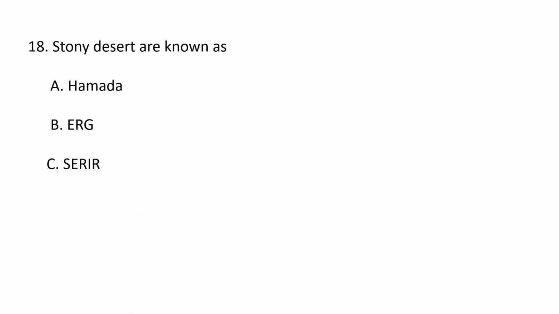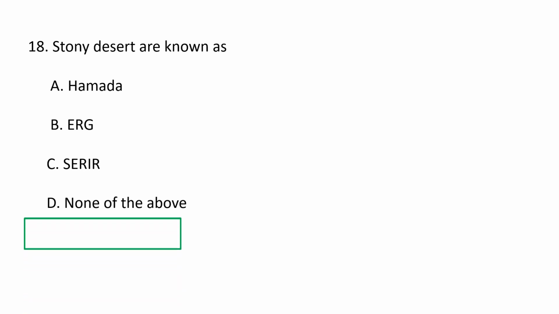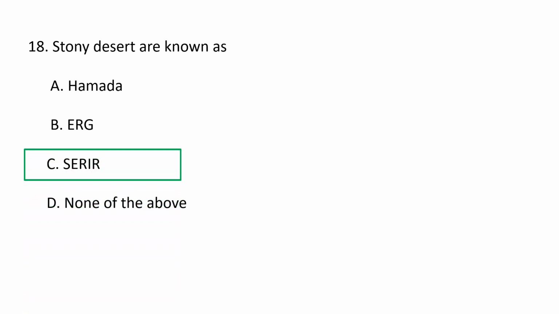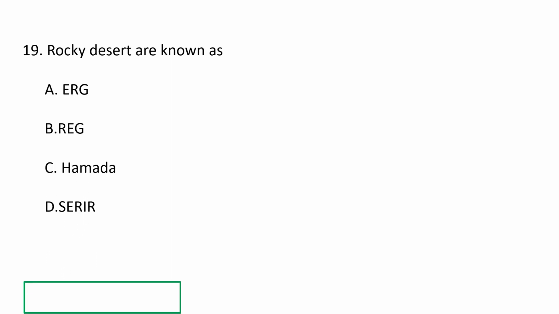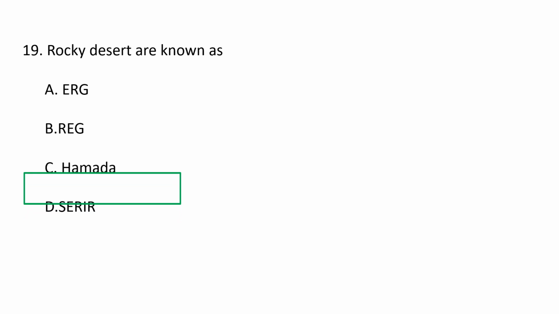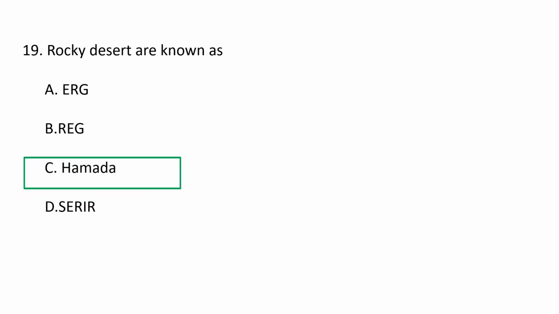Next question. Stony deserts are known as: A. Hamada, B. Erg, C. Serir, D. None of the above. So stony desert is known as a serir. C is the correct option. Next question. Rocky deserts are known as: A. Erg, B. Reg, C. Hamada, D. Serir. So rocky desert is known as a hamada.